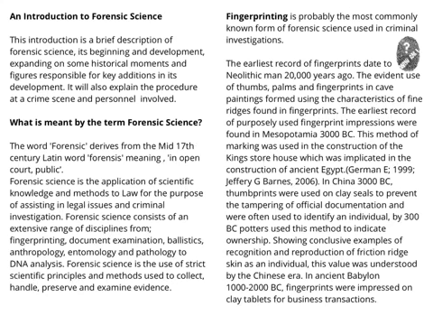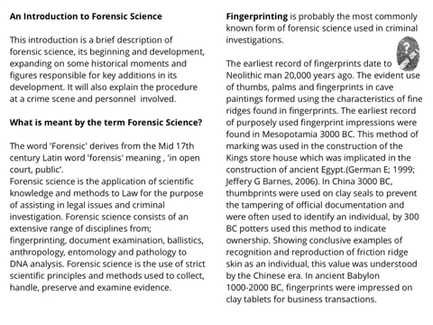What is meant by the term forensic science? The word forensic derives from the mid-17th century Latin word forensis, meaning in open court, public. Forensic science is the application of scientific knowledge and methods to law for the purpose of assisting in legal issues and criminal investigation. Forensic science consists of an extensive range of disciplines from fingerprinting, document examination, ballistics, anthropology, entomology and pathology to DNA analysis. Forensic science is the use of strict scientific principles and methods used to collect, handle, preserve and examine evidence.